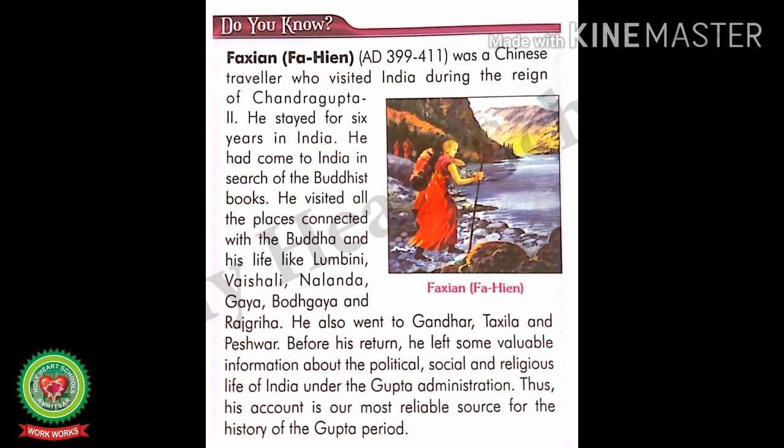Fa-Hien, AD 399 to 411, was a Chinese traveller who visited India during the reign of Chandragupta II. He stayed for 6 years in India. He had come to India in search of Buddhist books. He visited all the places connected with the Buddha and his life, like Lumbini, Vaishali, Nalanda, Gaya, Bodh Gaya and Rajgir. He also went to Gandhara, Takshashila and Peshawar. Before his return, he left some valuable information about the political, social and religious life of India under the Gupta administration. Thus, his account is our most reliable source for the history of the Gupta period.